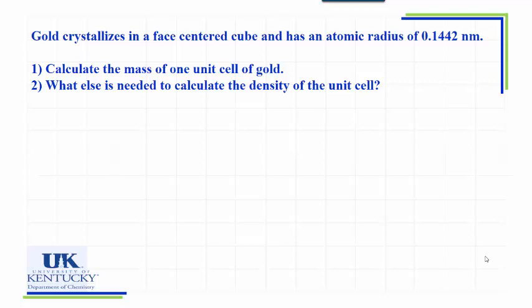I wanted to demonstrate for you problem solving with this problem, talking about gold crystallizing in a face-centered cube. It tells me what the atomic radius is, and it wants to know the mass of 1 unit cell of gold. So let me get my pen working here. Forgot to do that first. Bear with me. All right.